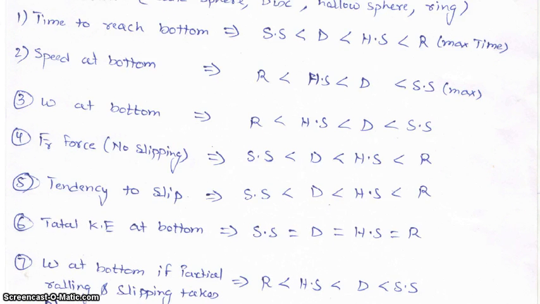Total kinetic energy at the bottom: as there is no slipping taking place, static friction acts and it performs no work, no loss of energy, all will have the same total kinetic energy at the bottom.